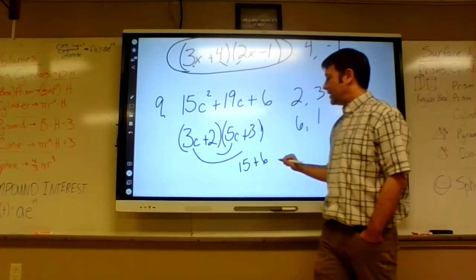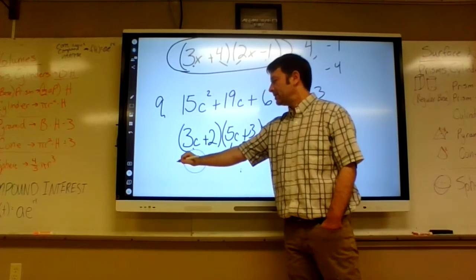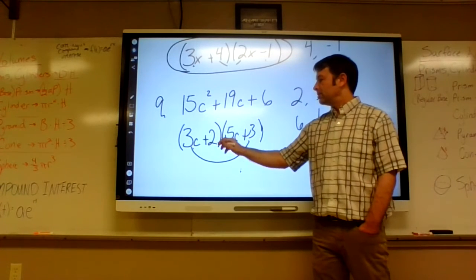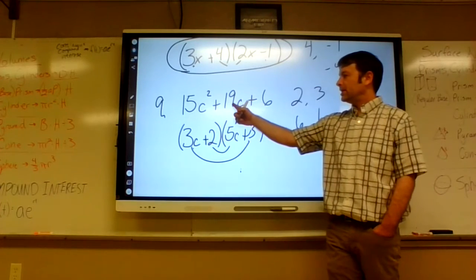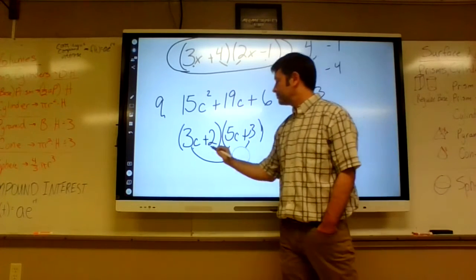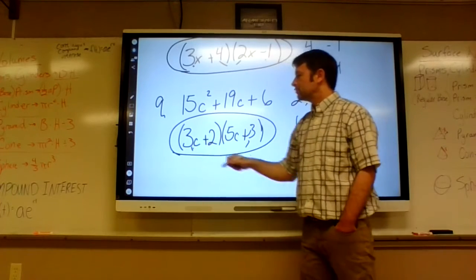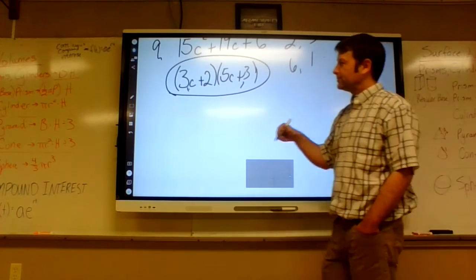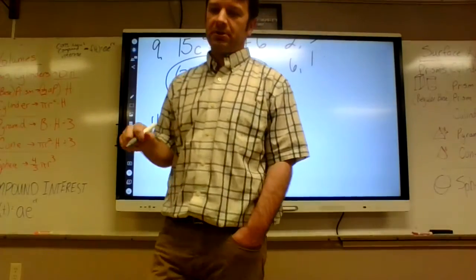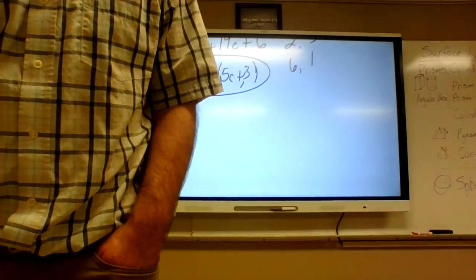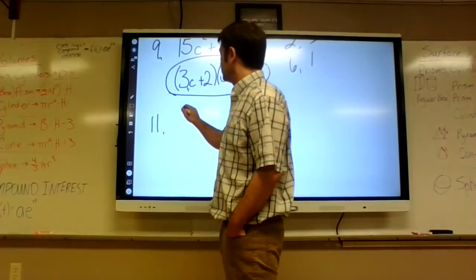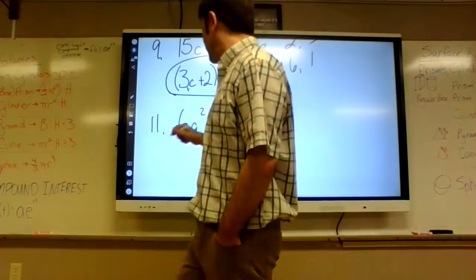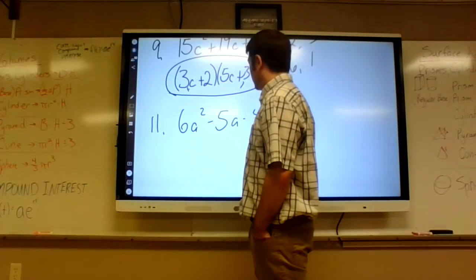Okay, now if I switch it, let's just make sure it's not 6 and 1 here. What's the outside? 9C. What's the inside? 10C. 9 and 10, like 19. You got that right first try. Okay, there's a 50-50 chance, and we got it wrong. Well, technically it could have been 6 and 1, but I kind of ruled that one out. Next, 6A squared minus 5A minus 4.